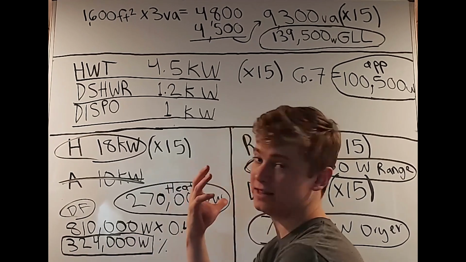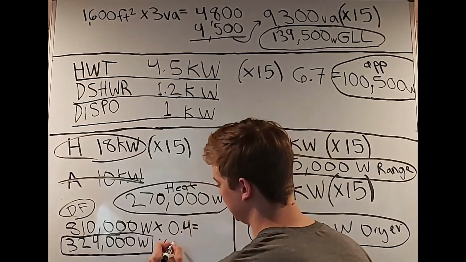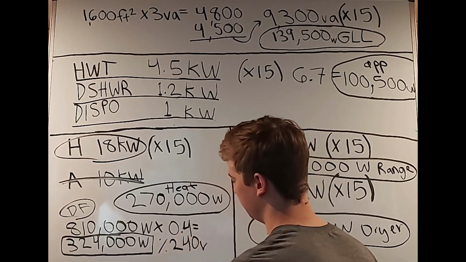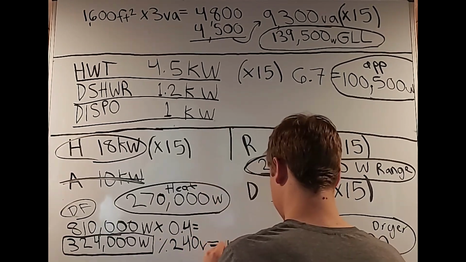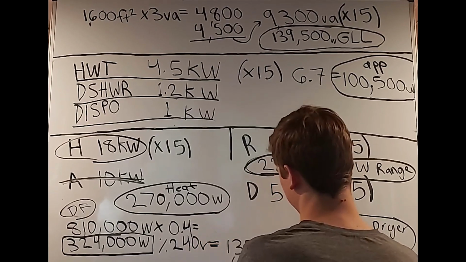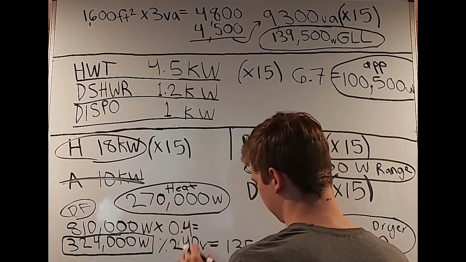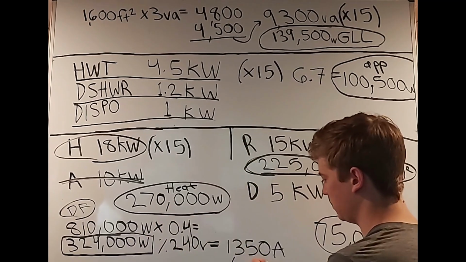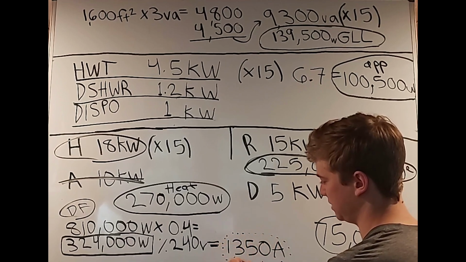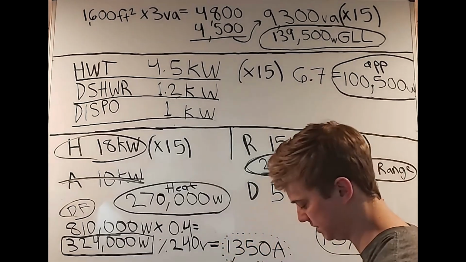But we wanted to find the minimum overcurrent protection device, so we need to divide by 240 volts. And that gives us 1,350, and that is amps, because we had watts, we divided by volts, we have amps. Now remember, we don't know if this is an actual answer here for our breaker size, because this might not be an actual standard size.